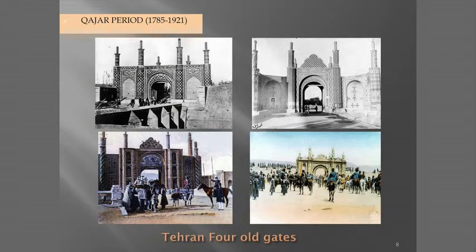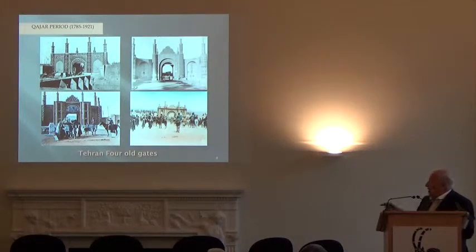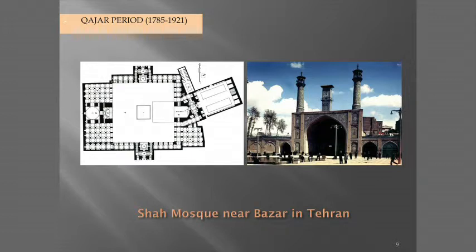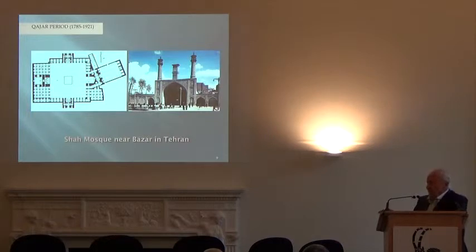These were also destroyed at that time. They were the four gates, and as you see, the architecture is also a traditional style. This was also before Nasiruddin Shah, Fateh Ali Shah, the first new mosque near the bazaar of Tehran, with the four hayvans as the typical.